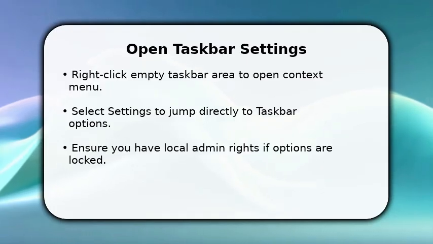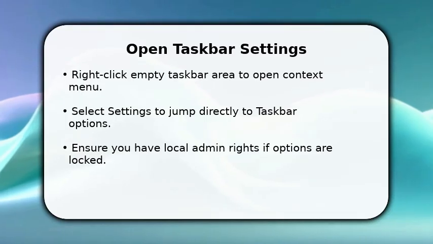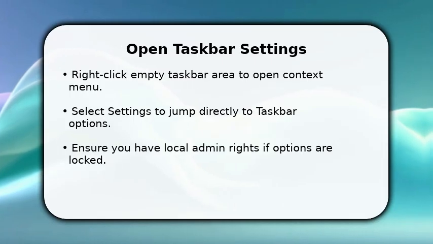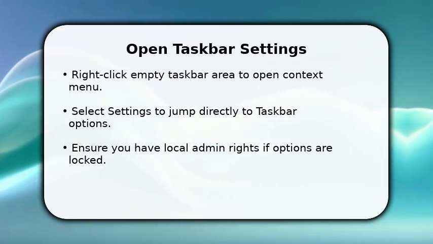You start by opening Taskbar settings so you can change size controls immediately. Right-click an empty part of the taskbar and choose Settings. This takes you straight to the right panel.